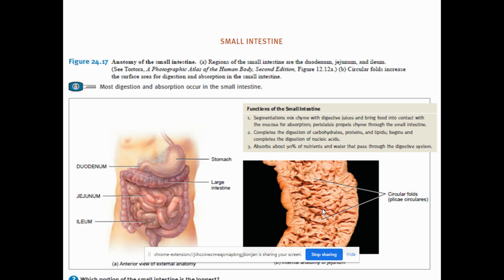absorption will be over. So what is the second function? The second function is the complete digestion of the carbohydrates, proteins, lipids. So that all these three things are completely digested, and the digestion of the nucleic acid begins here. The next function is the absorption of nutrients. As I told you, 90% of the nutrients and water that come out of the small intestine will be absorbed. By the time it comes out of small intestine, it will be absorbed. Okay, so 90% of nutrients are absorbed by the small intestine.